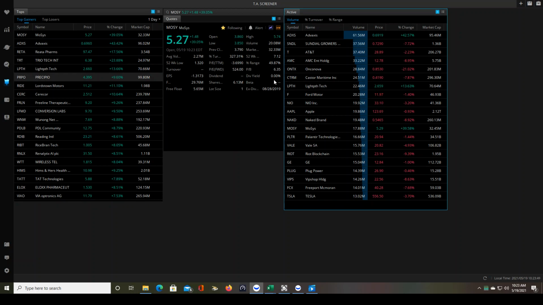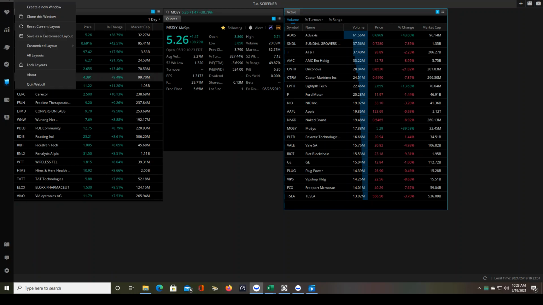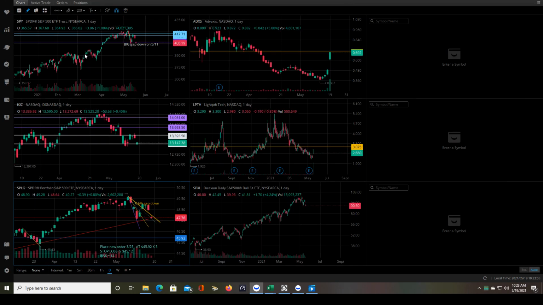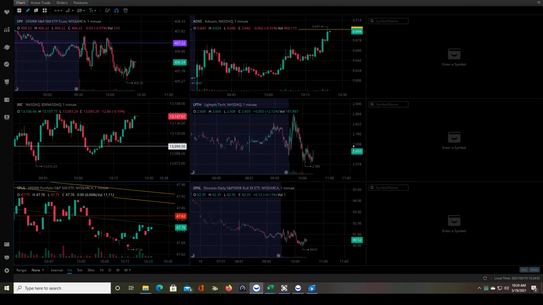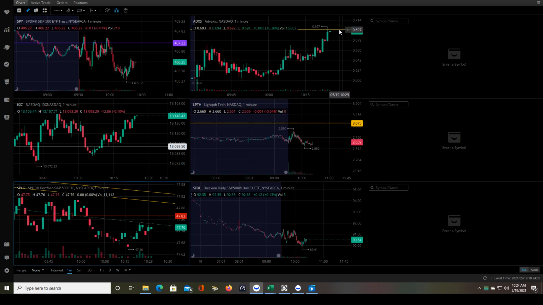All right, so now let's take a look at the charts that I was looking at when I was trading. I'll go to my customized layout here. Lpth was really the only one. Let me go back to the 1-minute chart and show you the reason why I didn't take any trades. Now ADXS is finally breaking up through, but this doesn't meet my float size requirement anyway, so that was up there kind of by mistake, really, to be honest with you.